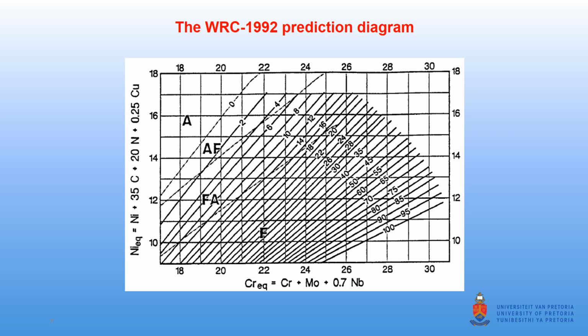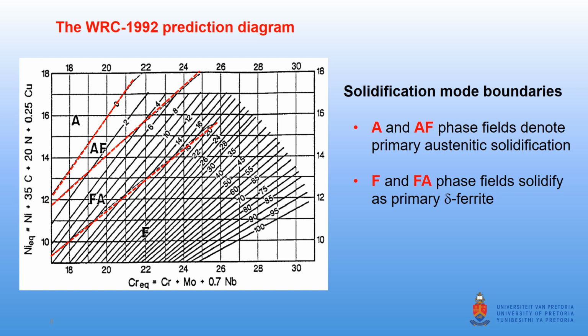The Welding Research Council WRC 1992 prediction diagram overcomes many of the problems associated with the Scheffler and the DeLong diagrams. The authors completely removed the manganese and added copper in the nickel equivalent equation. This eliminates the systematic overestimation of the ferrite number. As discussed previously, studies have shown that the solidification mode in austenitic stainless steel is more accurate than the ferrite content for predicting the resistance to hot cracking.